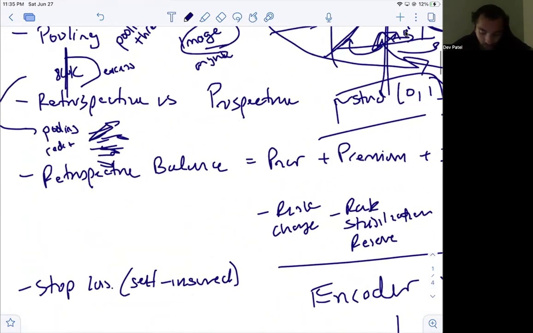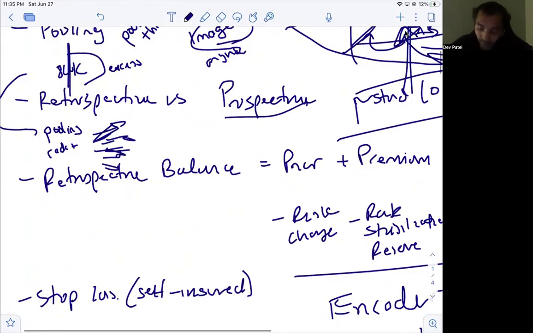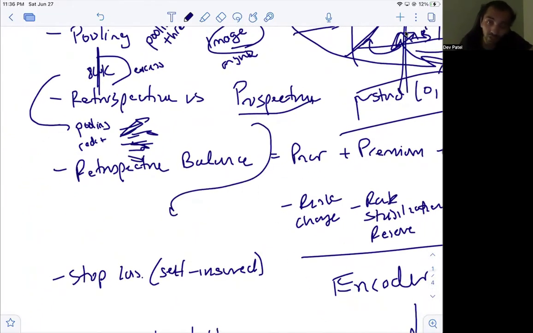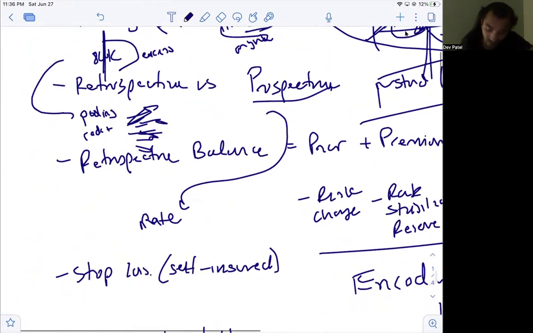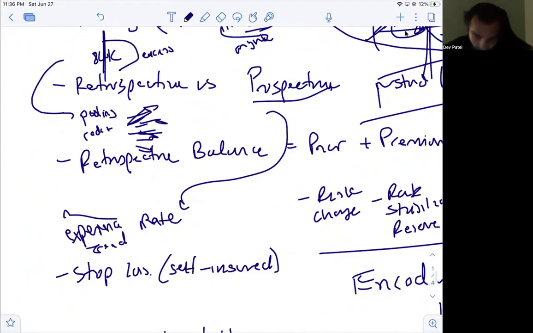Retrospective versus prospective. Prospective is you're trying to create a rate using prior experience, and then you're going to use trend, demographic changes, health risk factors, and plan benefit changes to develop this rate for the future, for the next policy period.